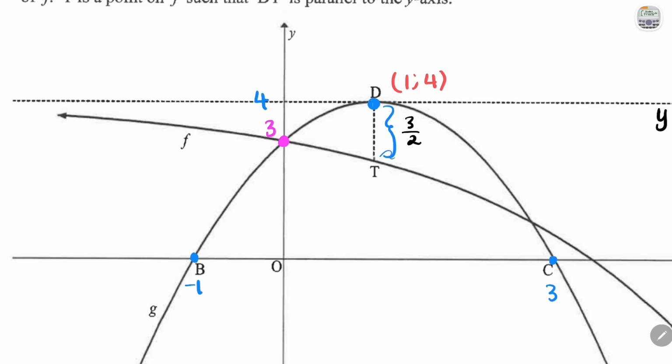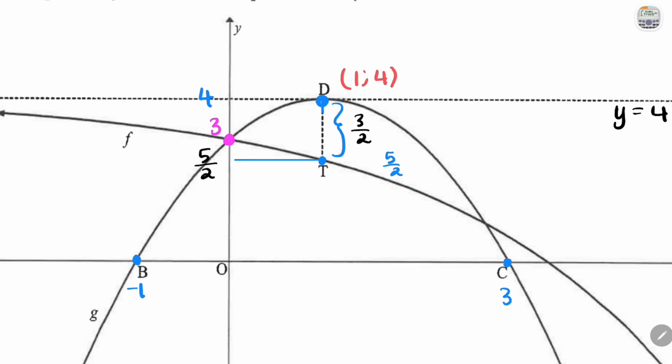Do you see how this gives us the y value of T, which is 5 over 2? And we already have the x value. Remember that these lie on the same vertical line. So here, you would have gone 1 unit to the right and 4 units up. Well, for this one, you'd also go 1 unit to the right, but now we know we go 5 over 2 units up.